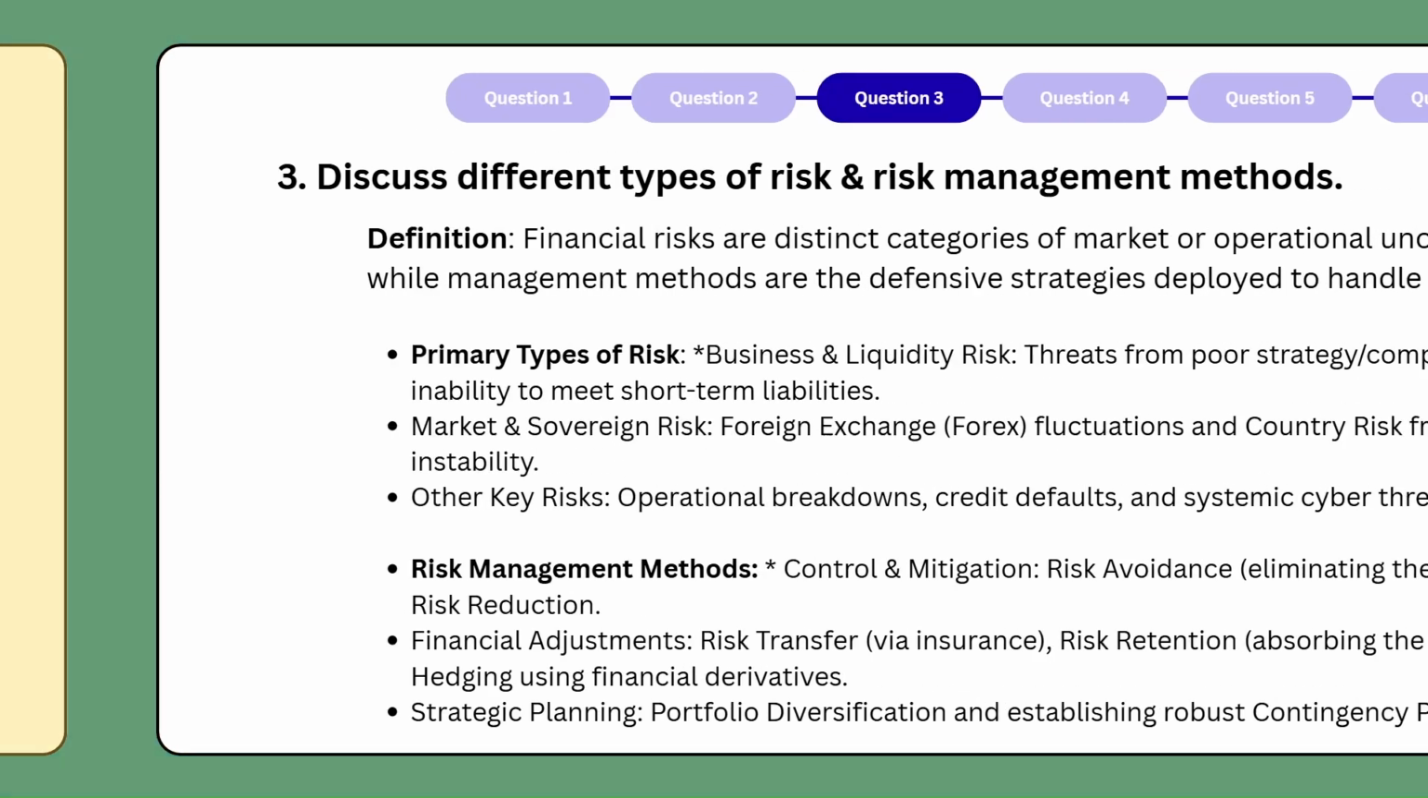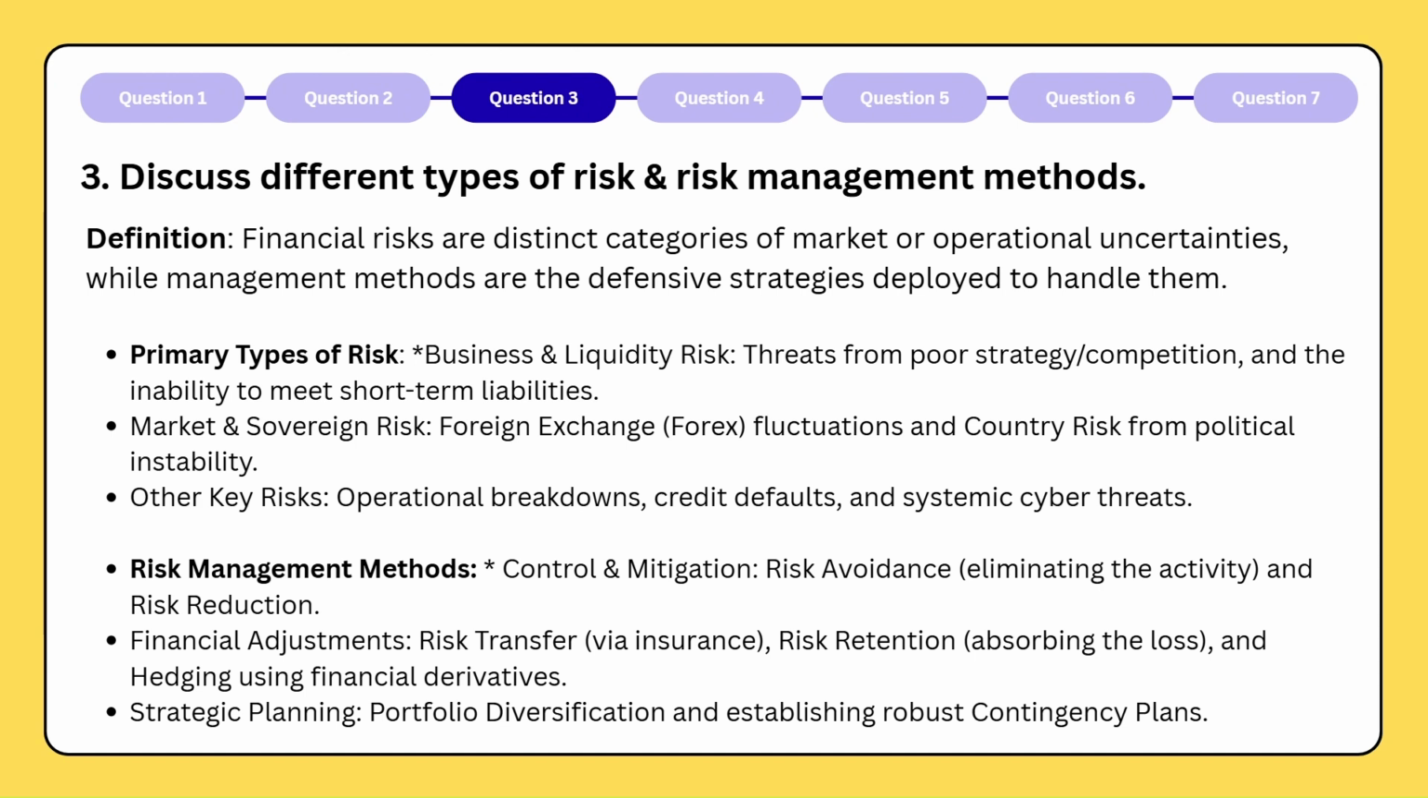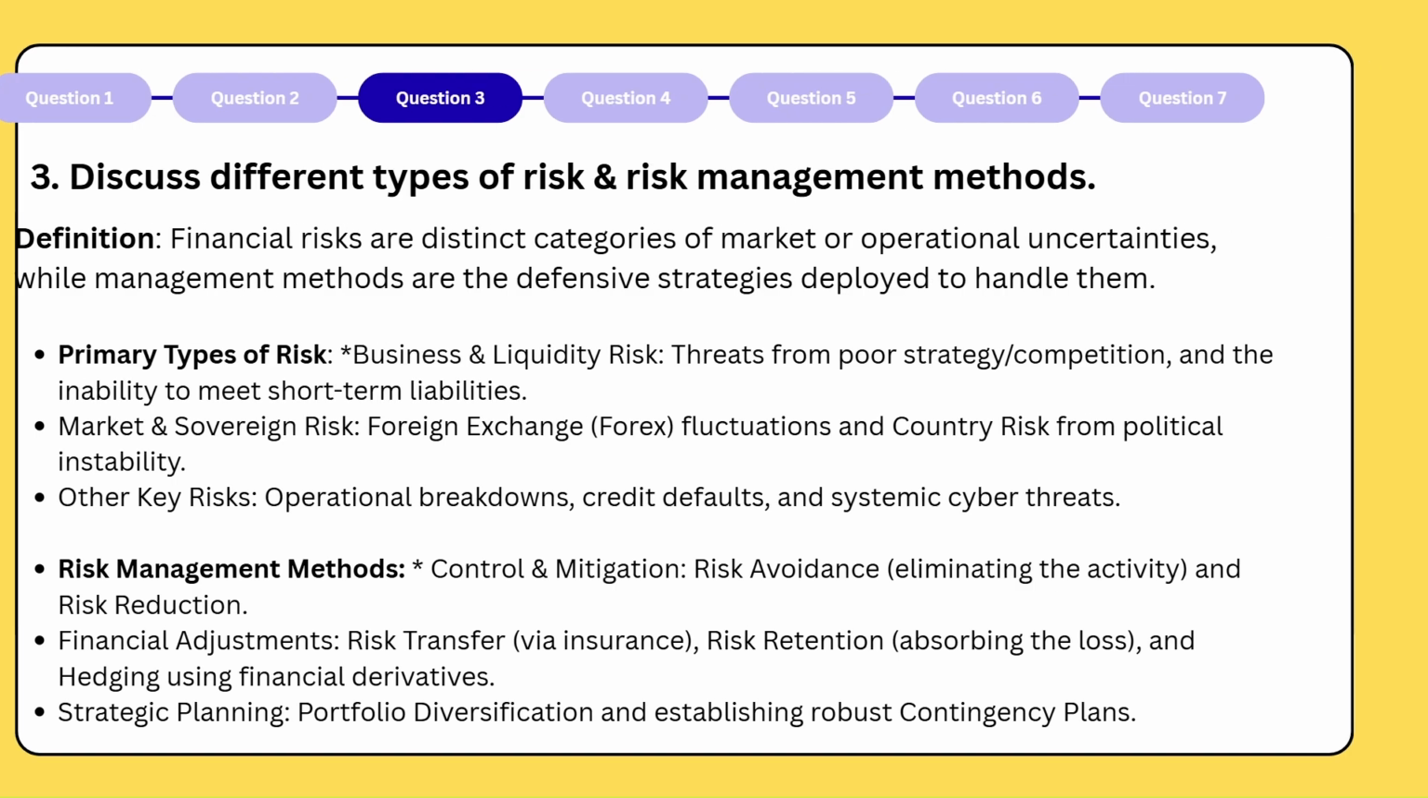Next question. 3. Discuss different types of risk and risk management methods. Types of risk include business risk from poor strategy or competition, liquidity risk of inability to meet short-term obligations, foreign exchange risk from currency fluctuations, country risk from political instability, and other risks like operational, credit, and cyber risk. Management methods include risk avoidance, risk reduction, risk transfer through insurance or hedging, risk retention, hedging using derivatives, diversification, and contingency planning.